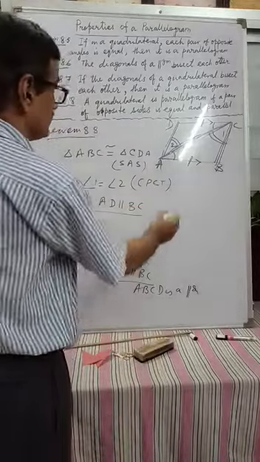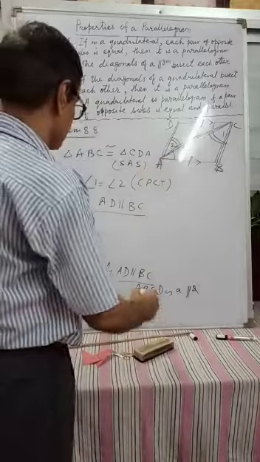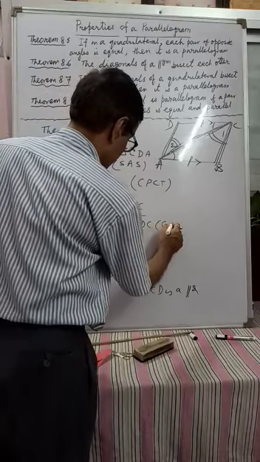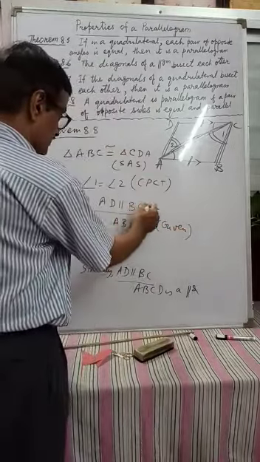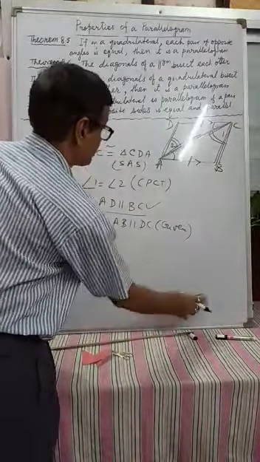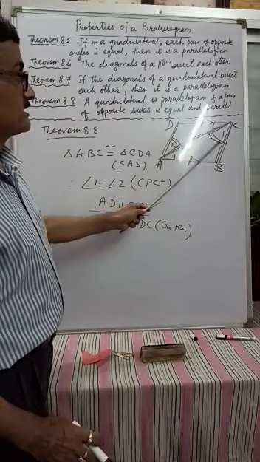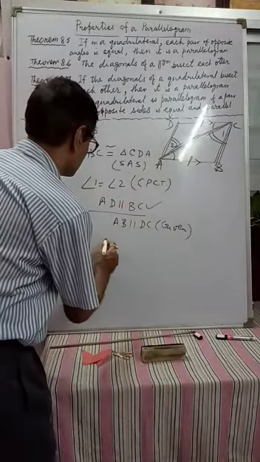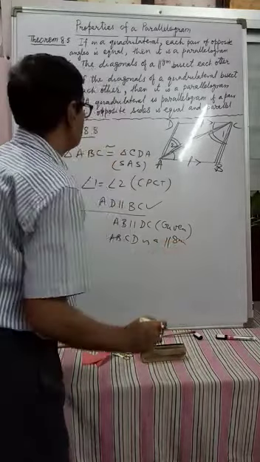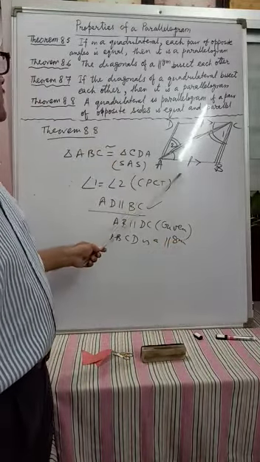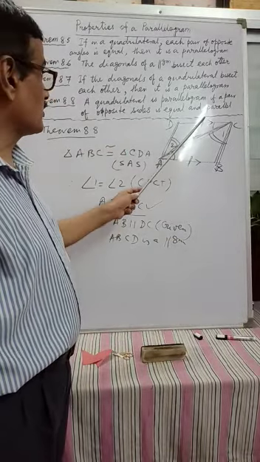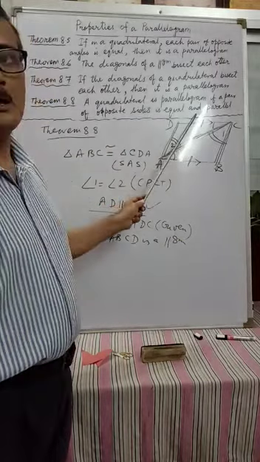Now it was given AB parallel to DC. Now we have proved that AD is also parallel to BC. Therefore in this quadrilateral both pairs of opposite sides are parallel. Therefore ABCD is a parallelogram. So it is very clear from this that a quadrilateral is a parallelogram if a pair of opposite sides is equal and parallel.